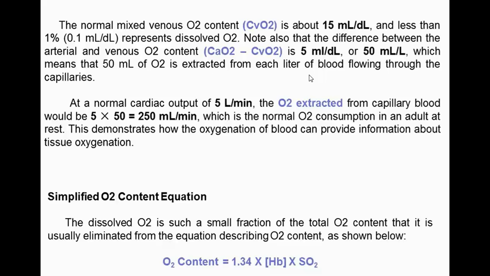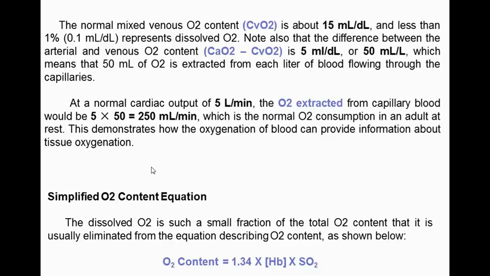So our oxygen uptake from the whole body will be how much? 50 milliliter of oxygen per liter of blood, multiplied by 5 liters of blood, gives 250 milliliter of oxygen per minute for the whole body. Is it clear? So this will provide information about the tissue oxygenation.